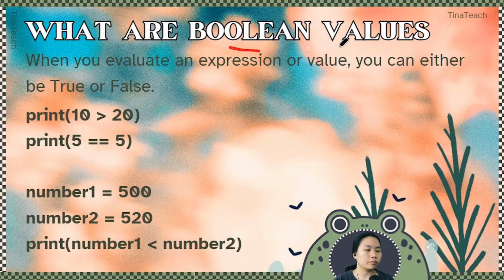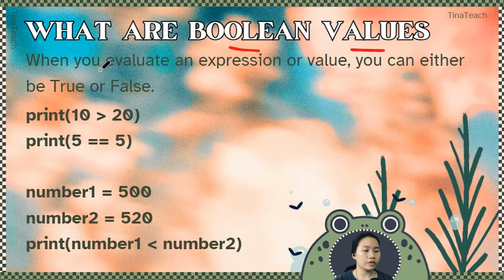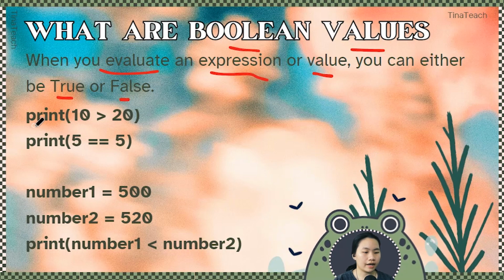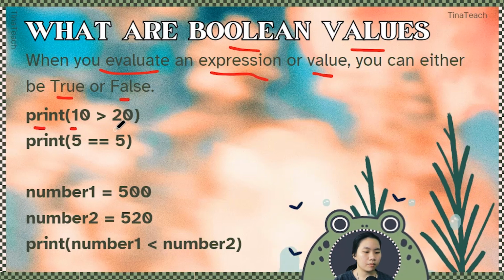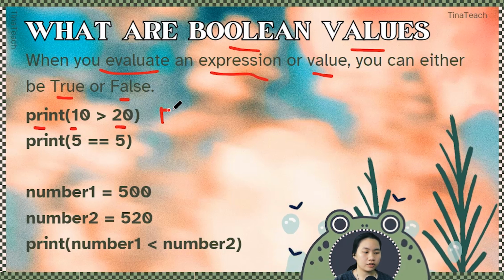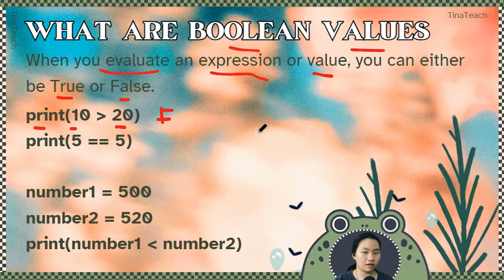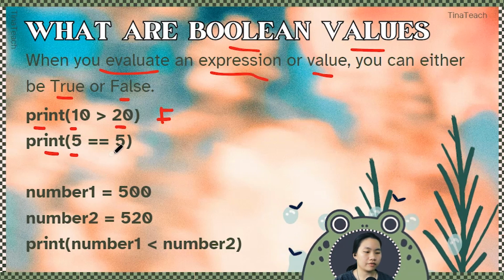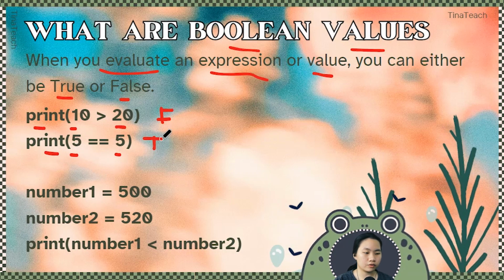So what are Boolean values? When you evaluate an expression or a value, it can be either true or false. Here I have print 10 more than 20. This will evaluate into false because 10 is not more than 20. Next, I have print 5 equals 5, which evaluates to true, right?